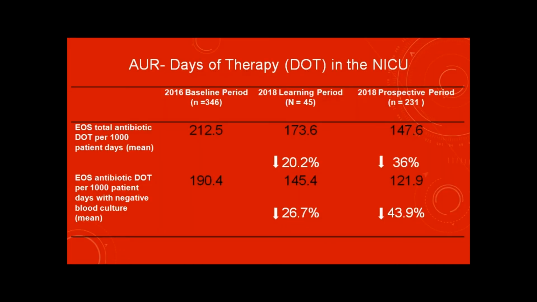And this is another side. So if we looked at that overall days of therapy per 1,000 patients, we had 212, and we were down to an average of 147.6, which is down 36%. And so I wanted to look at, okay, the overall includes infections. Let's see what it looks like without infection. So we went from 190.4 in the baseline period down to 121.9 days of therapy, and that's down around 44%.